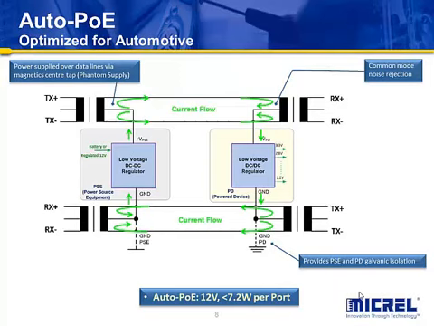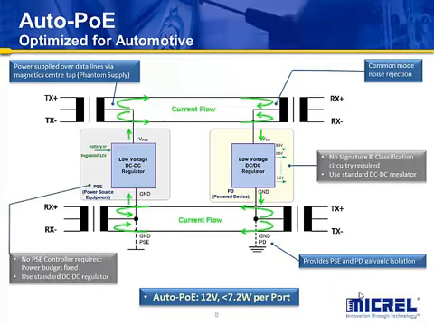We can now look at the optimization. The key difference is the elimination of the traditional PSE controller. The PSE controller typically performs a signature and classification handshaking process to first check if there is a valid PD connected and then to understand how much power is actually required. For automotive applications, this is all known and fixed, and hence the expensive PSE controller can be replaced by just a low-cost DC-DC regulator.